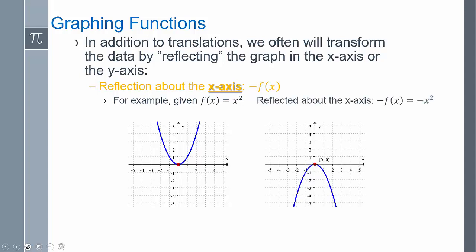To reflect about the x-axis, we're going to have a negative in front of our function. So our a value is going to be negative. And as you can see in that parabola, when it's positive, it faces up. When it's negative, it now faces down.